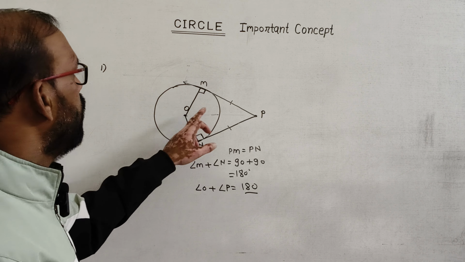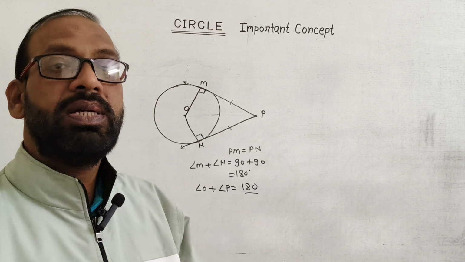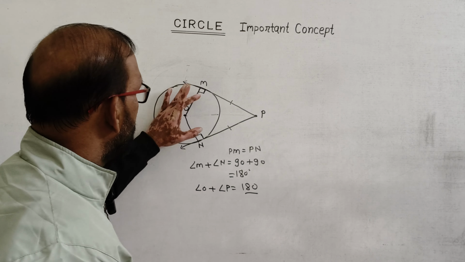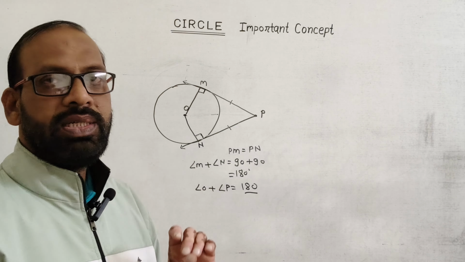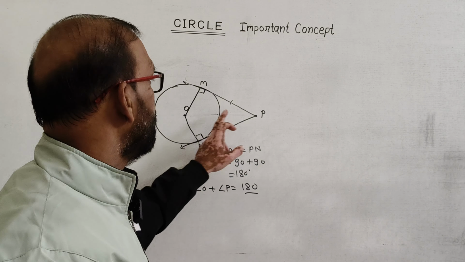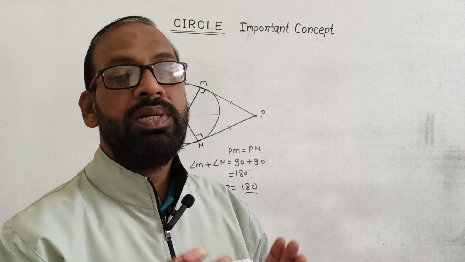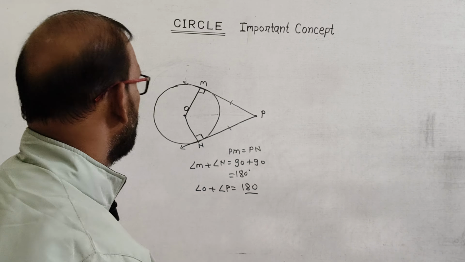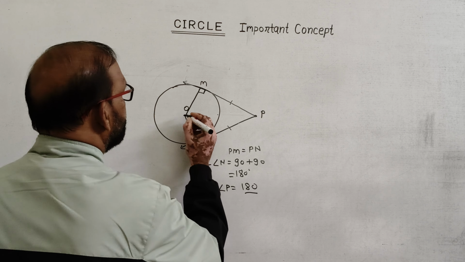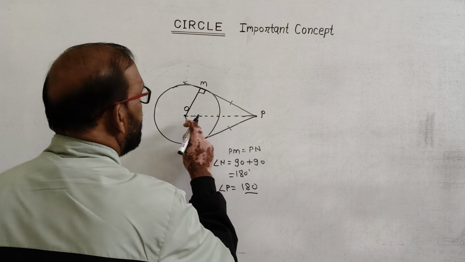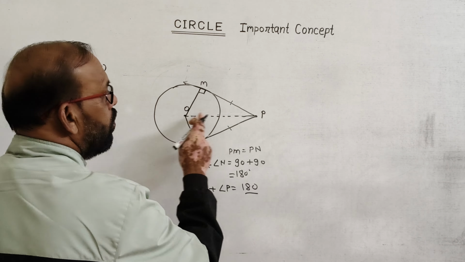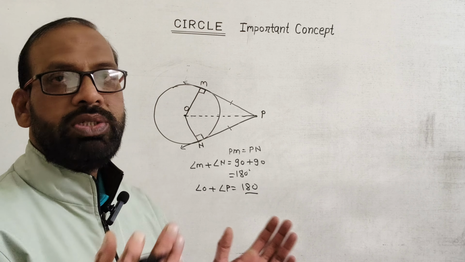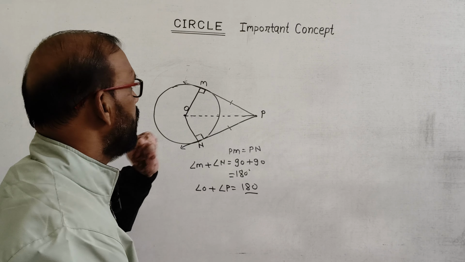So what is the measure of O and P in this case? The sum is always 180 degrees, because the remaining two, M and N, sum to 180 degrees. That's why the sum of angle O and angle P is again 180 degrees. Now if we construct one line segment by joining O to P, this quadrilateral is converted into two triangles, this upper one and this lower one.